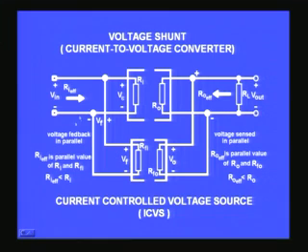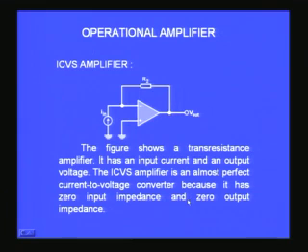So that is why it is called current controlled. The input current is controlling the voltage at the output, and therefore it is a current controlled voltage source. Having looked at it, we will now look at one of the typical circuits using an op amp. The circuit is very simple, as you can see.